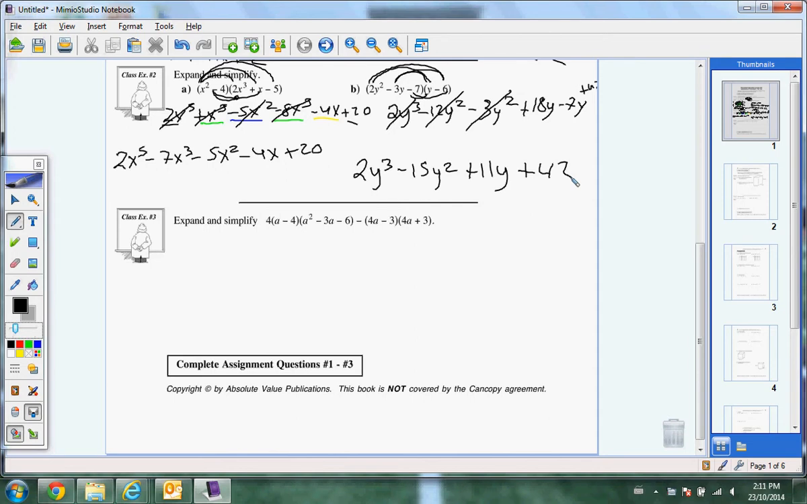All right, any questions yet? It's pretty similar to yesterday, right? It's not much different. Okay, just has trinomials today instead of binomials.